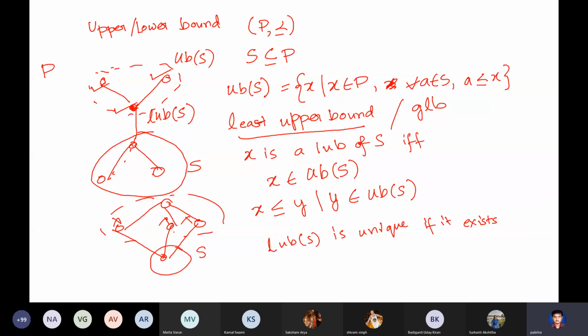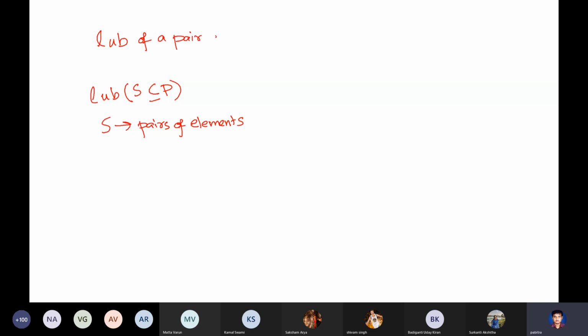All right. So now we take a particular case of the least upper bound. I said before that least upper bound can be defined for any subset of the partially ordered set. Now let us consider sets which are pairs of elements. So, least upper bound of a pair of elements.